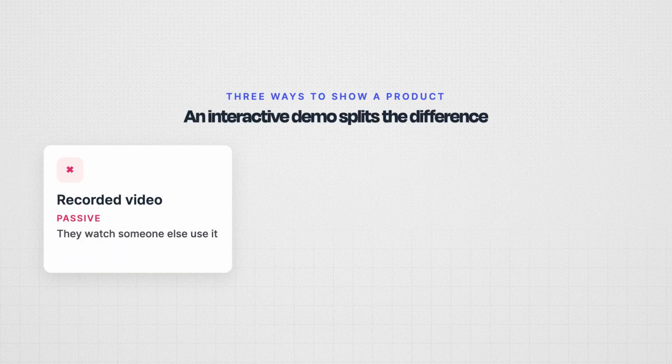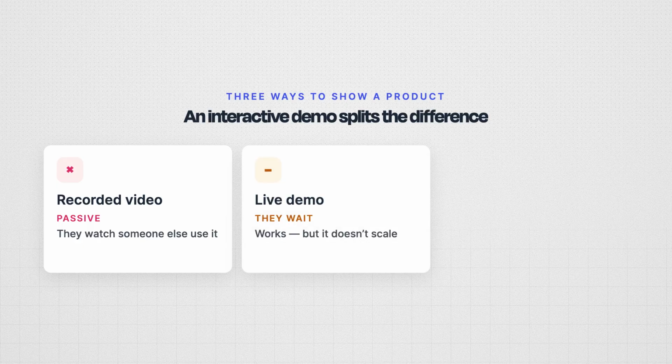Let's get into it. Buyers don't want to be talked at anymore. They just want to be able to try a product to see if it's right for them. Now, a recorded video is passive. They just watch a video of someone using the product. A live demo works, but you have to wait for it, and it certainly doesn't scale, not unless you want to pay for a huge sales team.